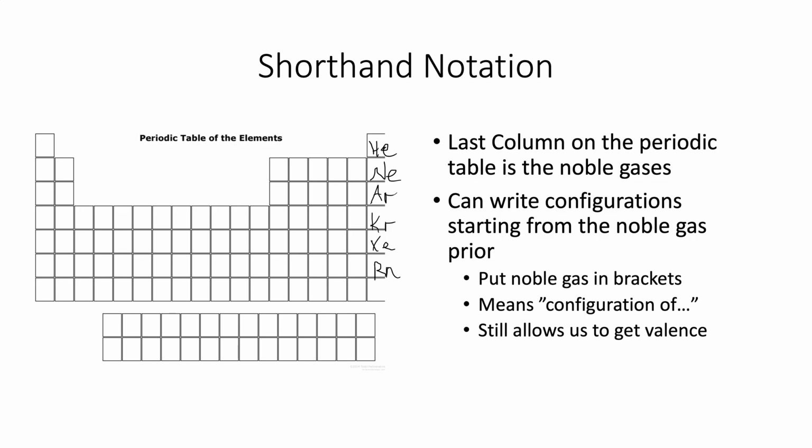There's a shorthand notation. The last column on the periodic table is called the noble gases. Helium, neon, argon, krypton, xenon, radon. What you can do is find the noble gas prior to the element you're doing and then go from there. You put the noble gas in brackets, and what it means is the configuration of that gas, but it still allows us to get the valence. You can only put noble gases in brackets. You can't start from, say, calcium. You have to start from the noble gas, and there's always a noble gas before it.